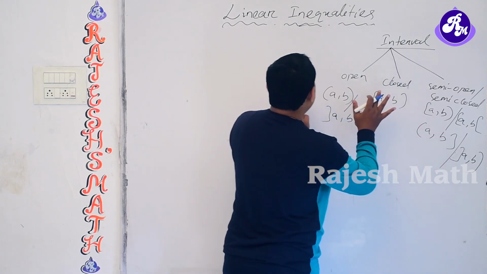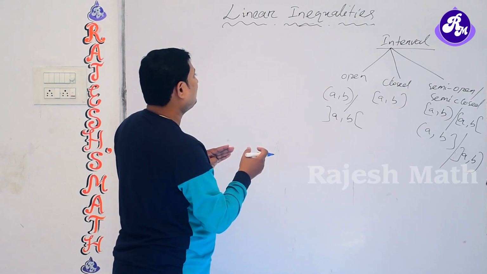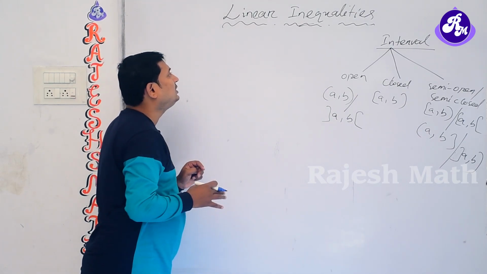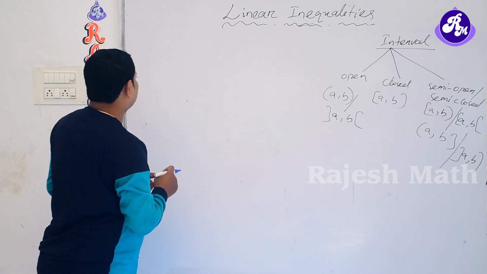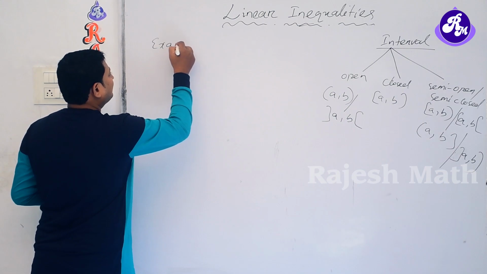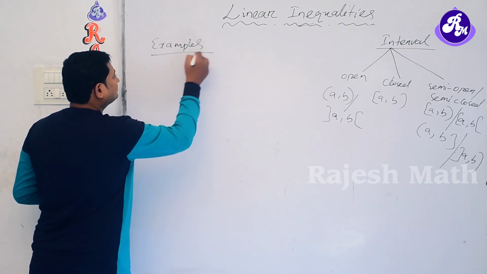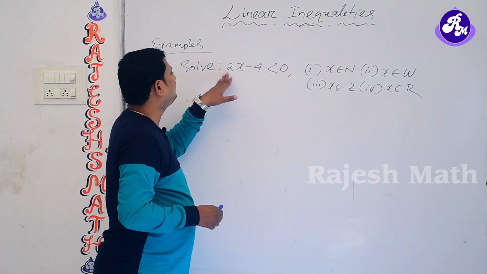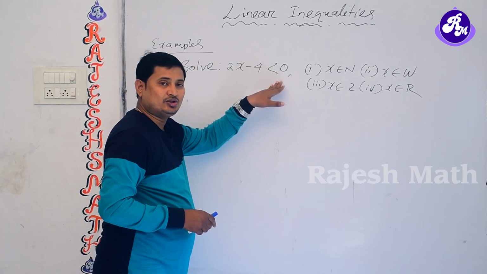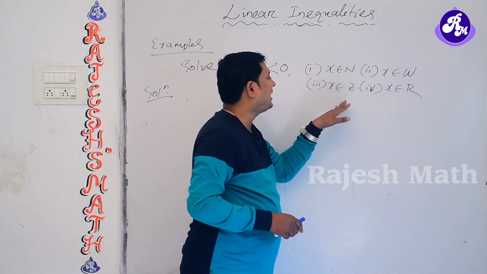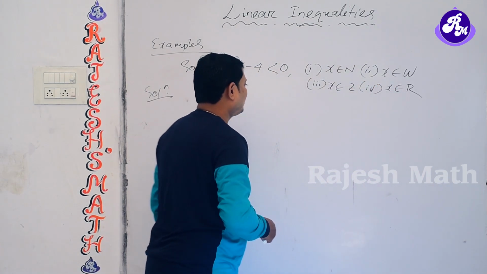Right. So these are all the intervals which will be very helpful for us in the due course of linear inequalities. So let's take some examples. The example is: solve 2x minus 4 less than 0 if x belongs to N, if x belongs to W, x belongs to Z and x belongs to R.